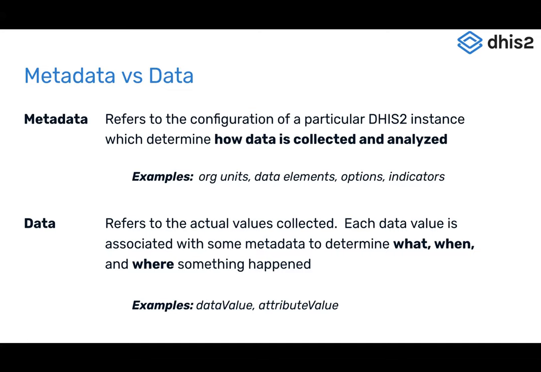We also have data, which is the actual values that are collected through the DHIS2 system. So in traditional aggregate health management information systems, you collect, for instance, a number every month. So you might collect the number 42 every month, or it might be a different number each month. But every month, somebody at a clinic is entering the number 42. That 42 is the data, but without the metadata, you don't know what that 42 means, right? It could be a number of births, the number of deaths, the number of doses of a vaccine given, any number of things. So data is just the value, and then it's associated with metadata to figure out what that actually means, the what, the where, and the when of this particular collection of information.